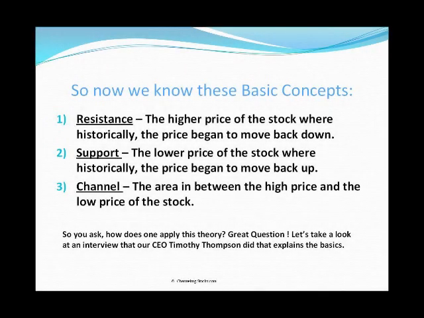So now we know these basic concepts. First, resistance: the higher price of the stock where historically the price began to move back down. Second, support: the lower price of the stock where historically the price began to move back up. And then the channel: the area in between the high price and the low price of the stock. So you ask, how does one apply this theory?